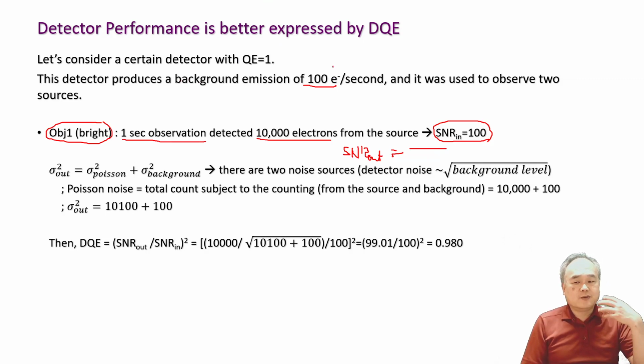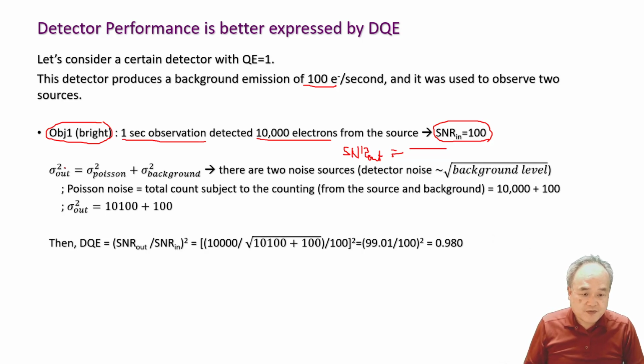So the total noise, sigma out, to the square: the total noise can be the quadratic sum of each individual noise source. So the total noise to the square is each individual noise source to the square. This is what is known as noise or errors added in quadrature.